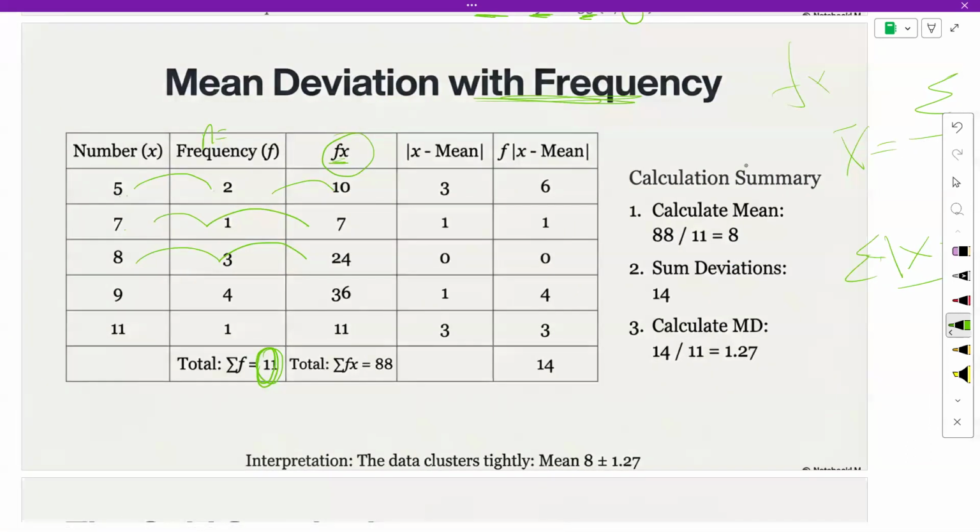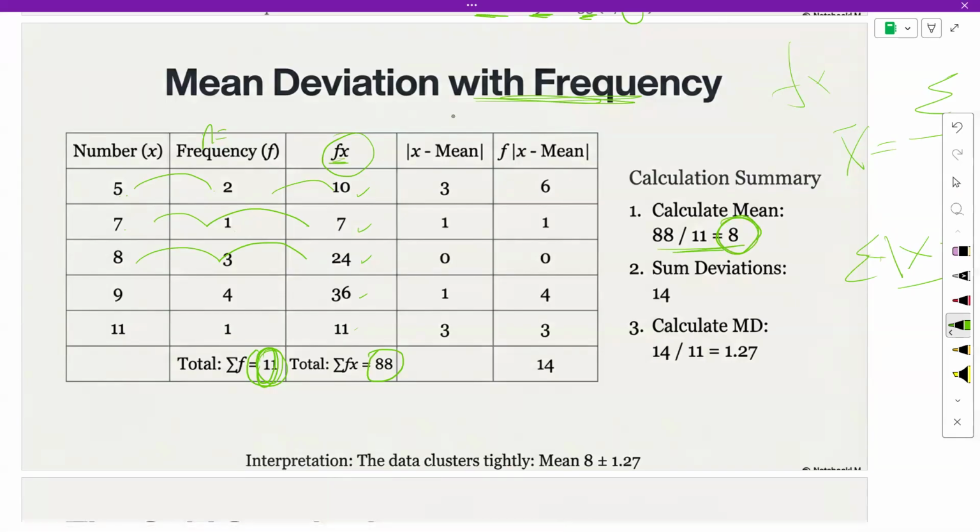Right. Now we calculate sigma f. How to calculate sigma f? Here we already calculated fx. The total of fx is 88 and sigma f is 11. So therefore the mean is equal to 8. The mean is equal to 8.